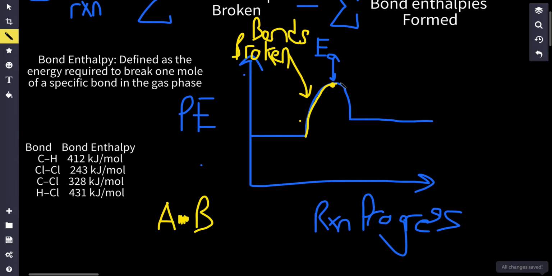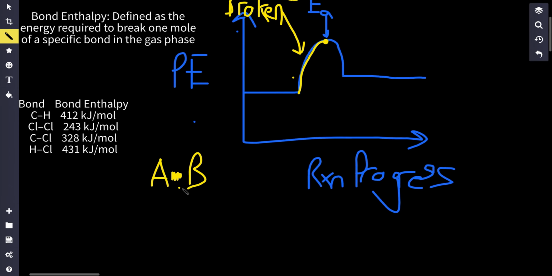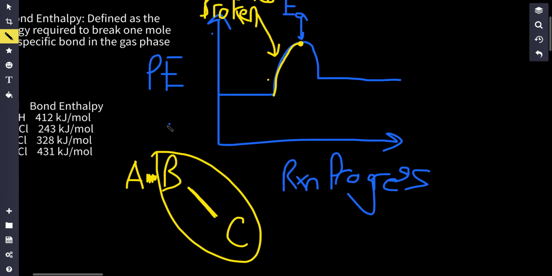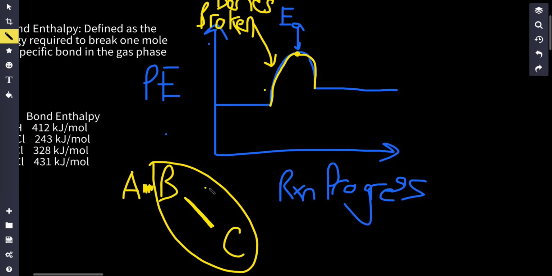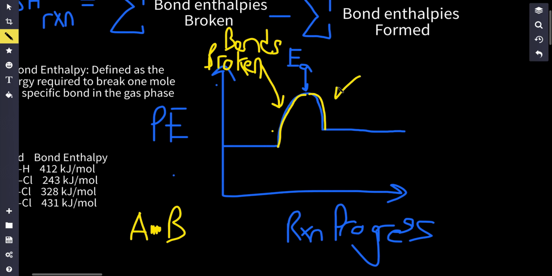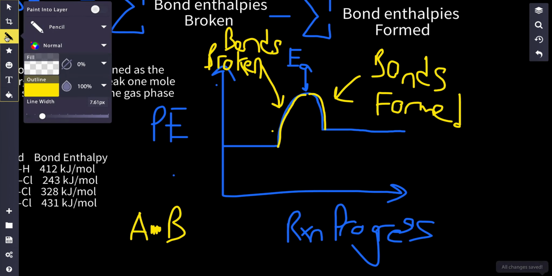Now, once you go over this activation energy barrier, new bonds are formed. Let's say I add another atom. As new bonds are being formed, this is a new covalent bond being formed between B and C. What's going to happen is energy is going to be released. So energy is released as new bonds form. This part of my graph right over here, bonds are being formed.